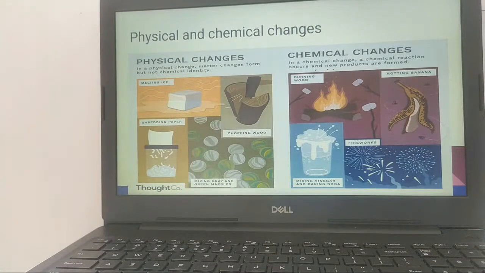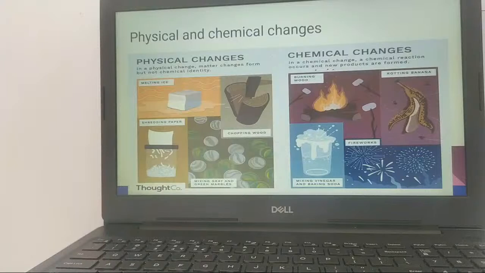Here you can see physical change. In physical changes, matter changes form, that is the state of the substance, but not the chemical identity. Means the original substance remains what it is. You can just see the examples of melting of ice, chopping of wood, shredding of paper, mixing gray and green marbles. In all these four examples, you can see that the shape or state of the substance is changing.